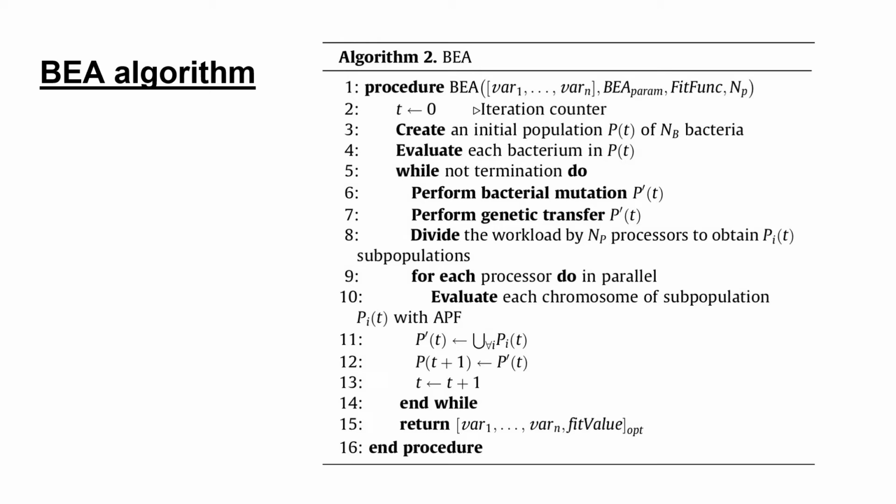The other input parameters are an array of variables, variable 1 to variable n, that will conform the bacteria. The BEA parameters are contained in BEA param, where the information about the mutation rate, number of infections, stop condition, etc. are given, and the fitness function fitfunc. The algorithm will return an array containing the optimized variables and the best fit value found.